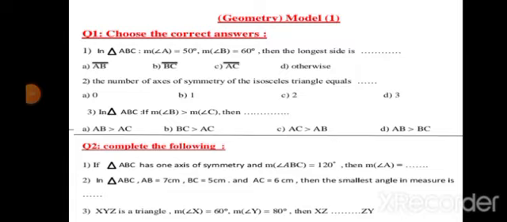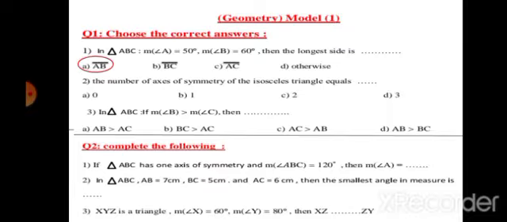In triangle ABC, measure of angle A equal 50 degree, measure of angle B equals 60 degree. Then the longest side, of course, is opposite to the greatest angle. Okay, here we have angle A and angle B. Let's calculate angle C. Angle C equal 180 minus 50 plus 60, which equal 70. So angle C is the greatest angle, while opposite to the longest side is AB.